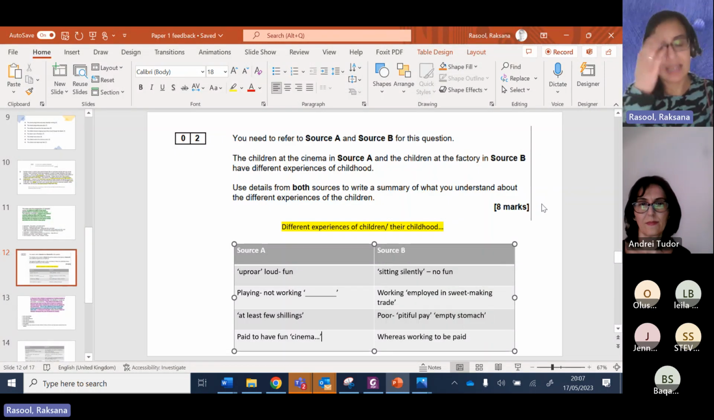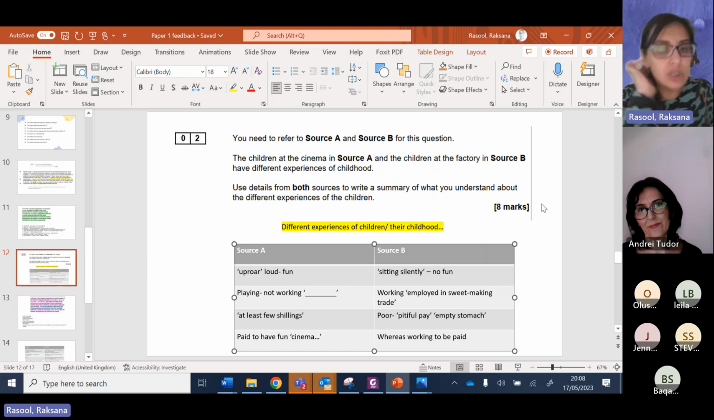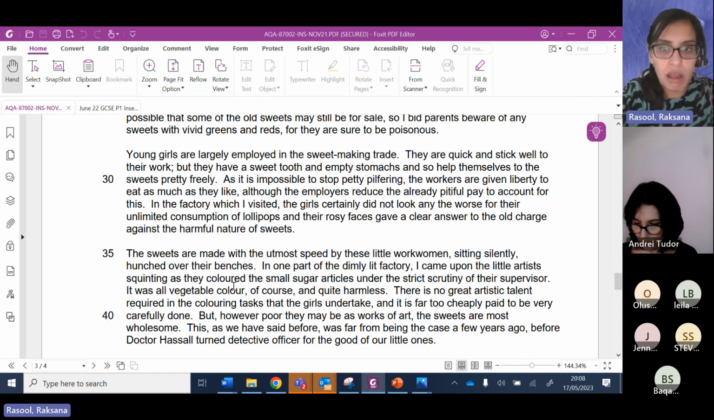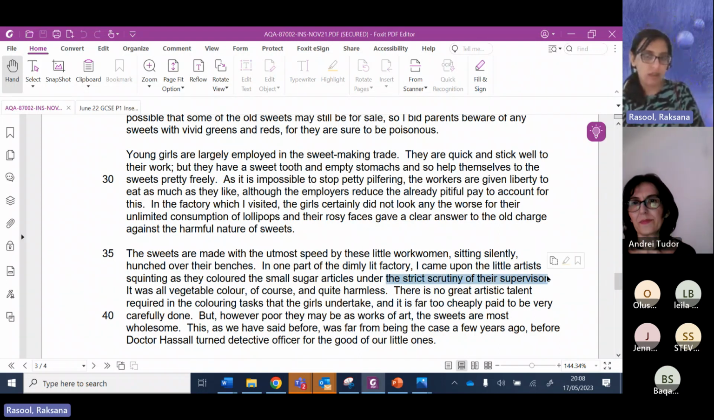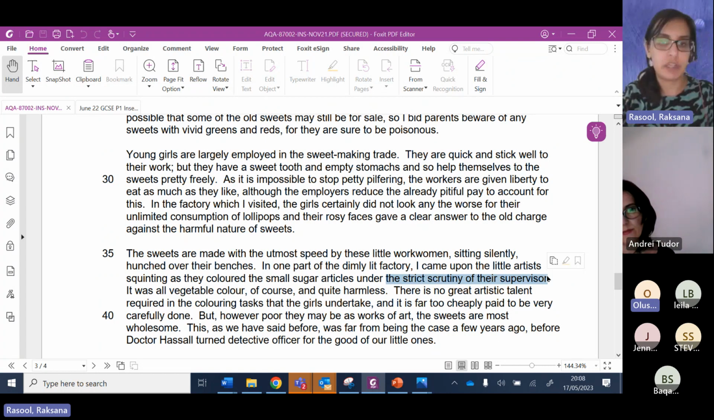I've forgotten what I was going to say now. Sorry, in source A, the children are unsupervised. There's nobody watching them. They're throwing sweets around at each other. They're running around. Whereas in source B, it says very clearly that the girls were under the strict scrutiny of their supervisor. So the girls are watched at every moment, and the children in the cinema are unsupervised. That's another difference. They've got freedom. These girls haven't got freedom.